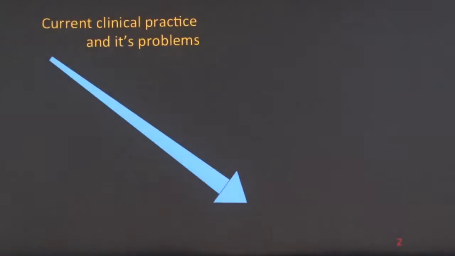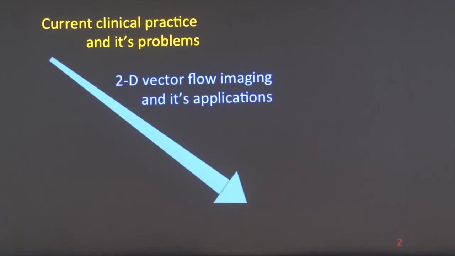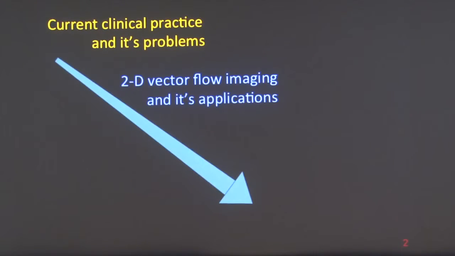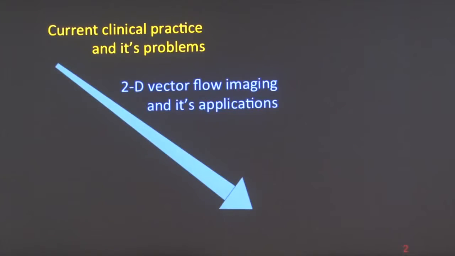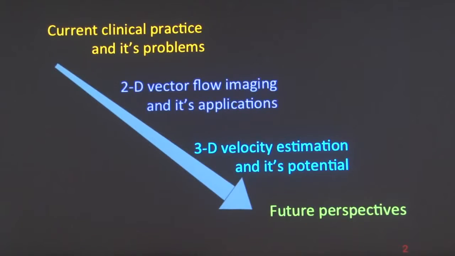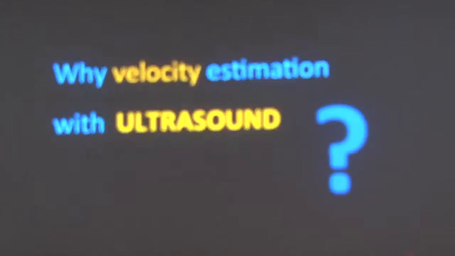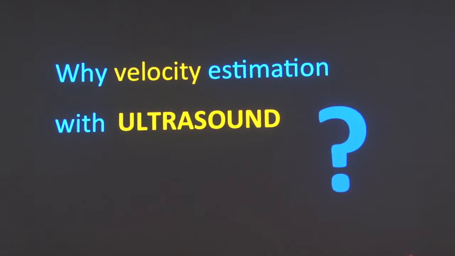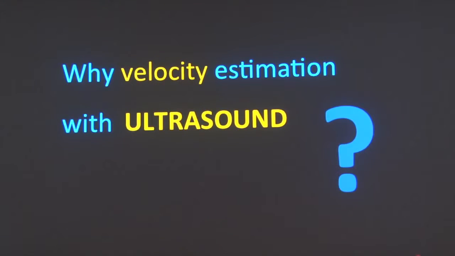So the way I will go about this talk is that first I will talk about the current clinical practice in flow estimation, talk about 2D vector flow imaging and its applications. Then I will go to the 3D velocity estimation and its potential. And finally, I will give some future perspectives seen from my point of view. So first, the rhetorical question: why even look at velocity estimation using ultrasound?